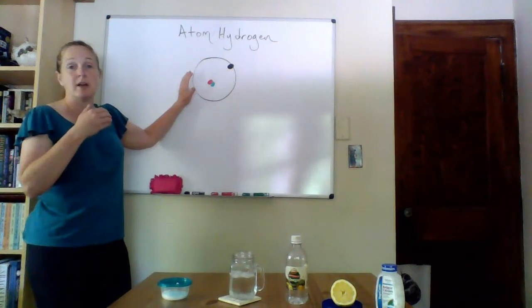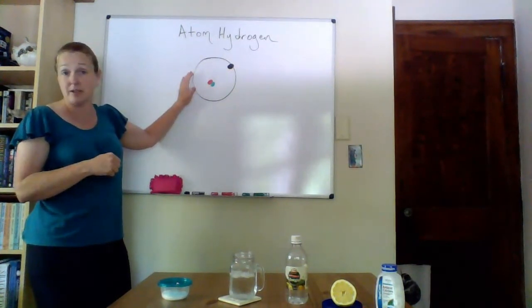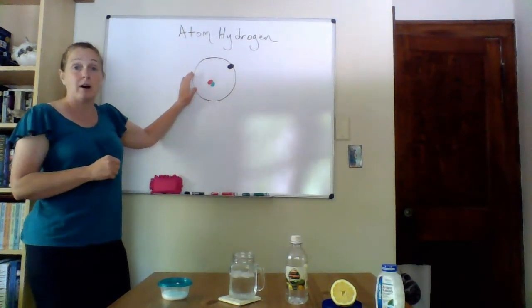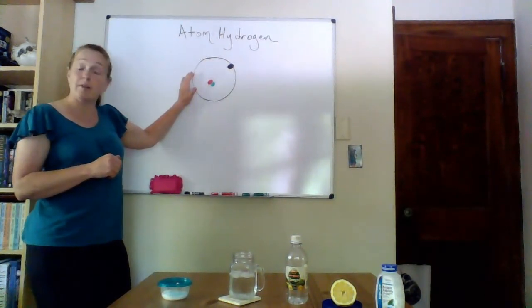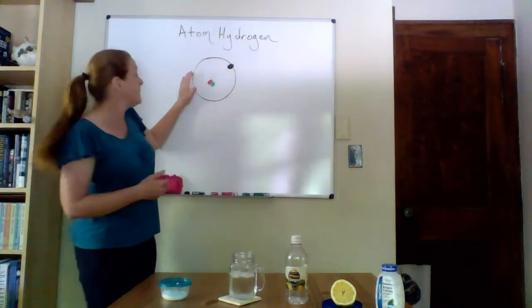We need some way to clearly and quickly communicate about the electrons so that we can get to the important part of an atom: how those electrons are going to behave and how the electrons are going to help determine whether or not our atom wants to bond.